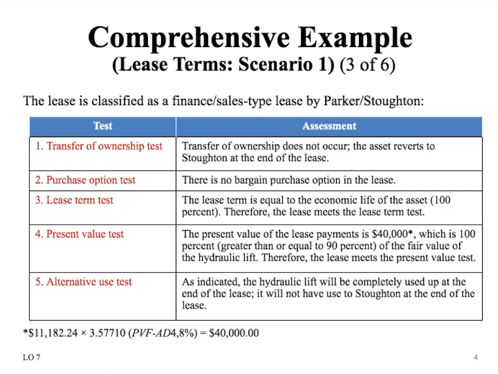However, you do need to make this present value test because we will have some specific nuances in the more complex examples where the calculation will not be identical to the one we did on the prior slide. And then the alternative use test: the forklift could be completely used up at the end of the lease, and it will not have any use to Stoughton at the end of the lease.